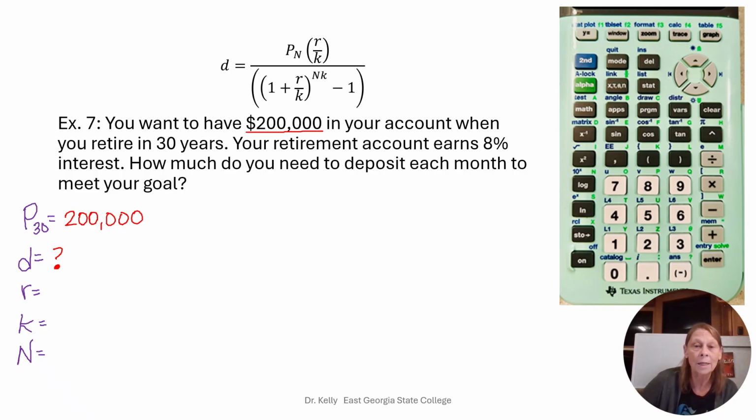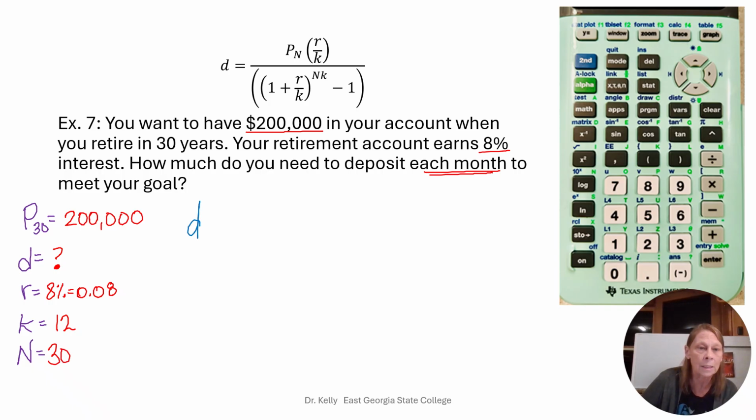R, what is the interest rate? That's 8%, so 8% is equal to 0.08. You've got to change it. I can't tell you how many people don't listen to me saying that, which is why I say it so many times. K is, let's see, deposit each month. Remember, K is always going to be given by some sort of phrase like each month, annually, compounded quarterly, anything like that. It's always going to be written in words. So that's month, that's 12, and this is for 30 years. So let's plug it in and go.